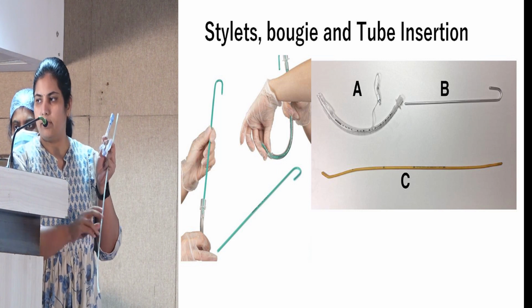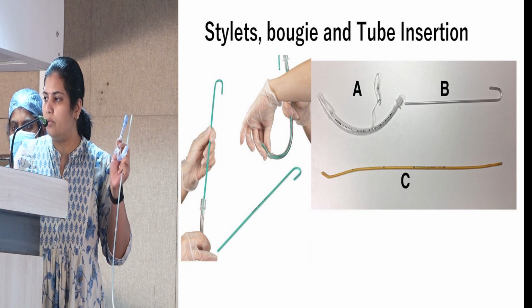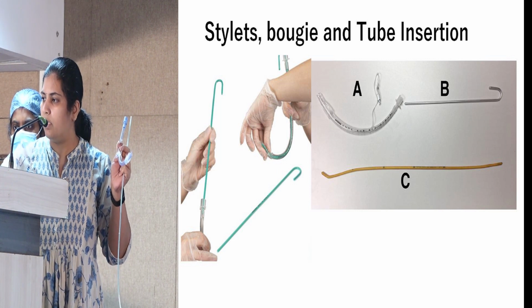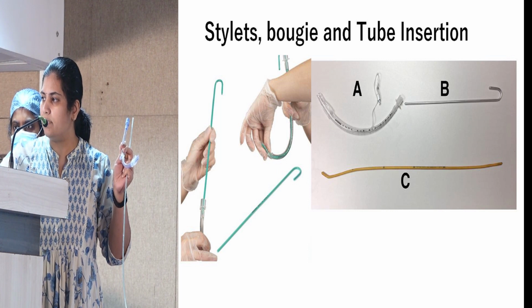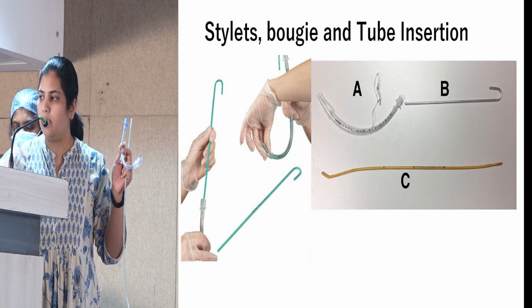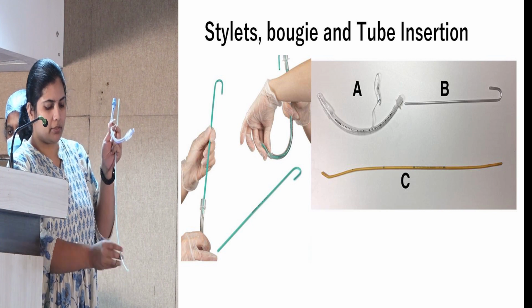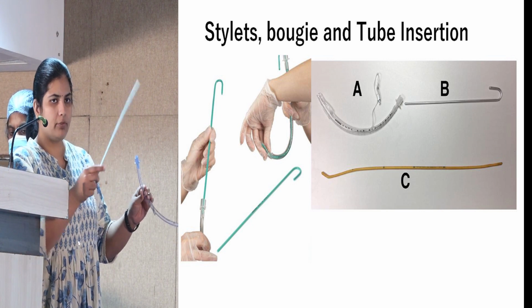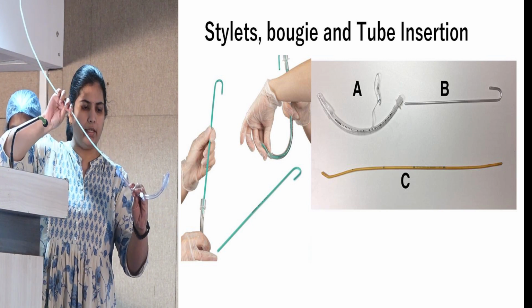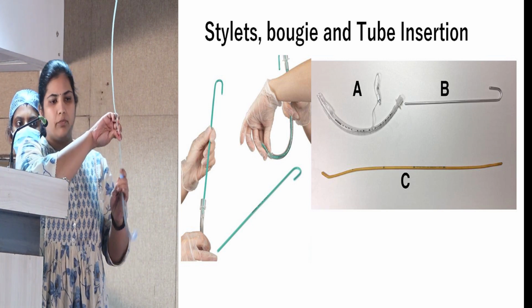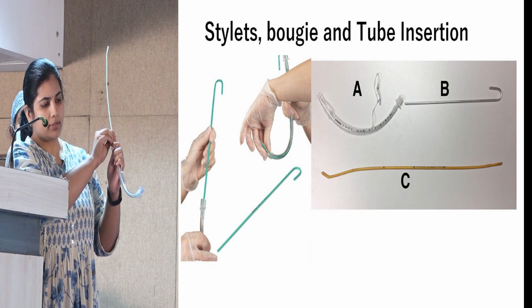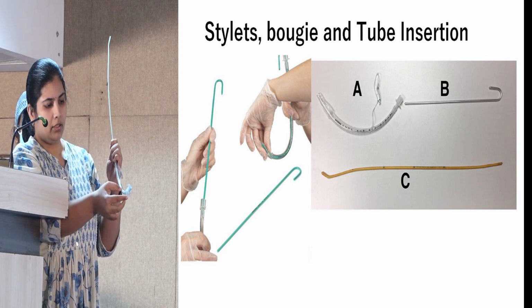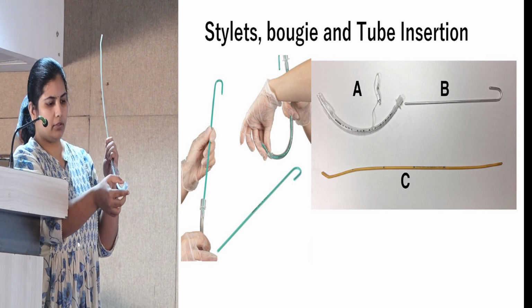Then we have the stylet. Stylet and bougie are two different pieces of equipment. So this is a bougie and this is a stylet. The stylet is stiffer and does not have any angulation. For the stylet, suppose this is a stylet, first you have to pass it inside the tube, because it is a stiff structure.